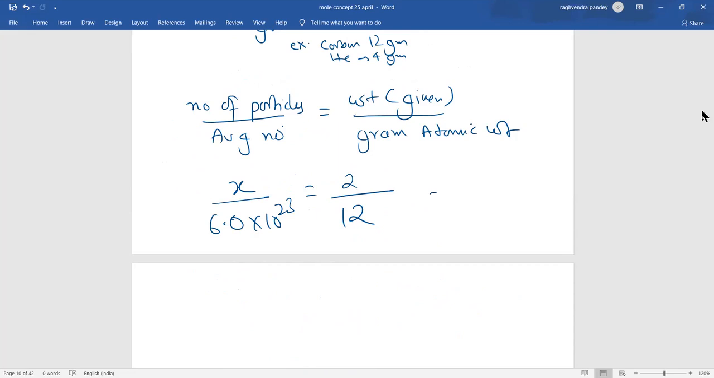So x will come as 10 to the power 23. The given weight is 2, and the gram atomic weight of carbon is 12 gram. We have to find the number of particles. So it will come as 2, 6 twos are 12, 6 cancels out with 6, and this will come. So this formula can be used. It depends upon your logic. If you want to use the formula, use the formula, otherwise just use logic.